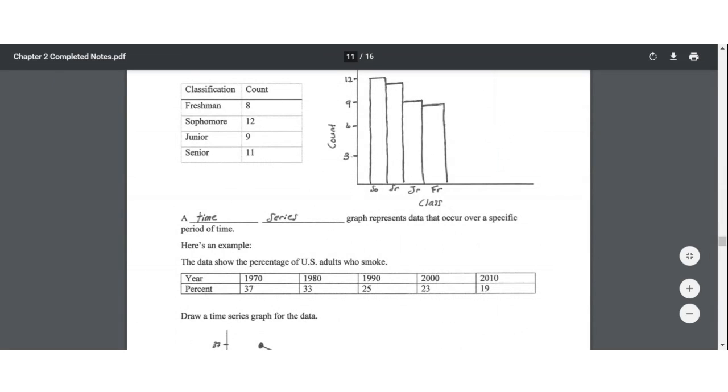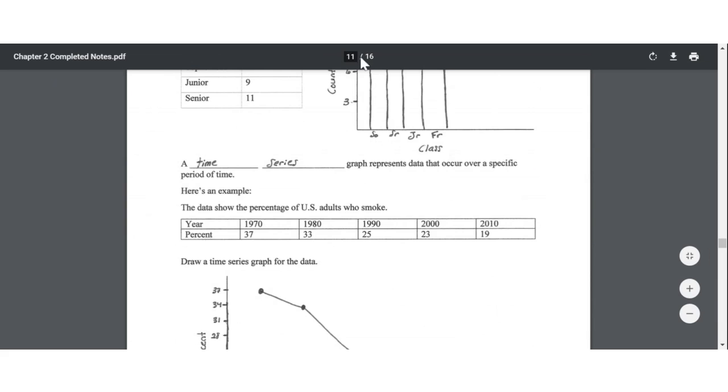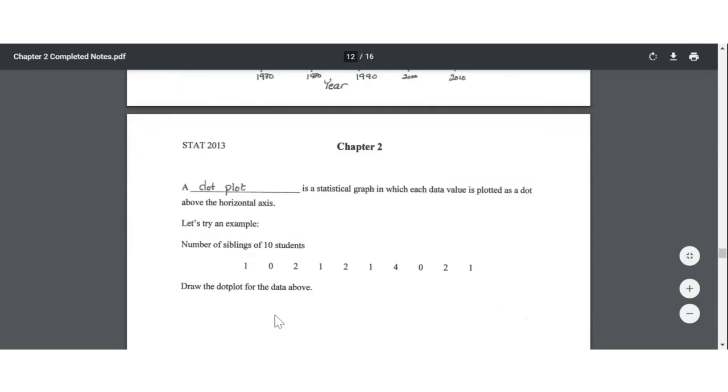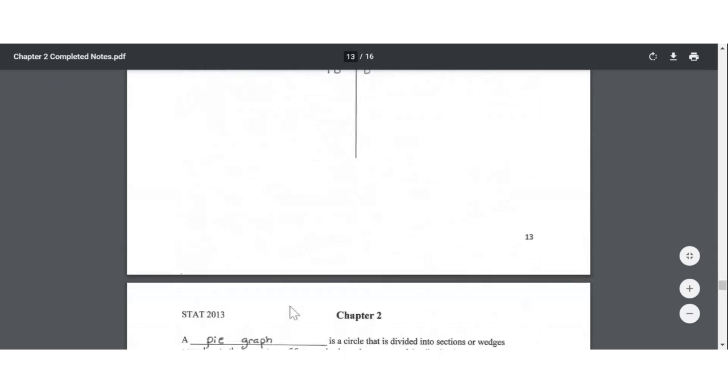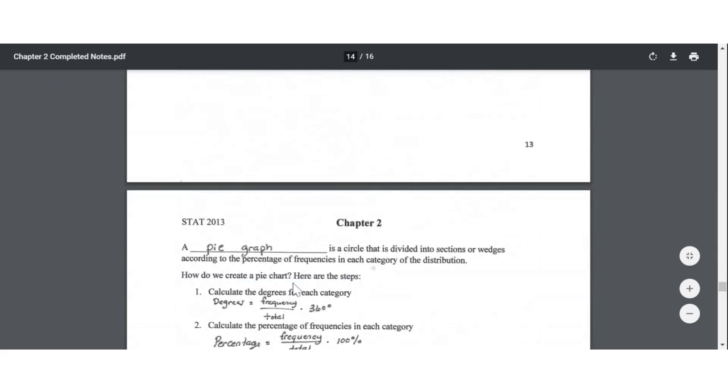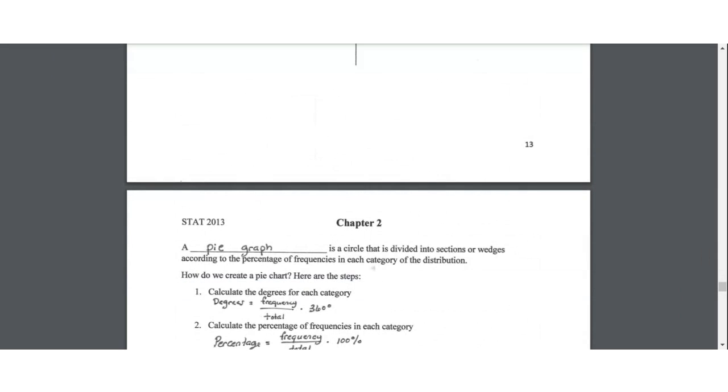Okay, so we were on pie graph. Way down here. A pie graph is a circle that is divided into sections or wedges according to the percentage of frequencies in each category of the distribution. So how do we create a pie chart? I put a few steps there.